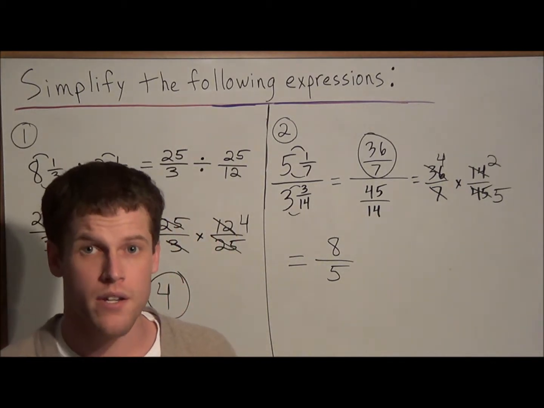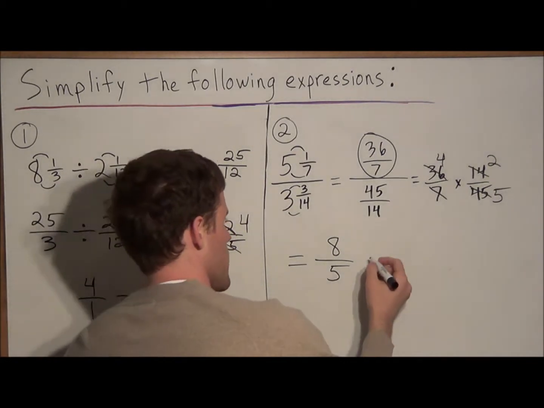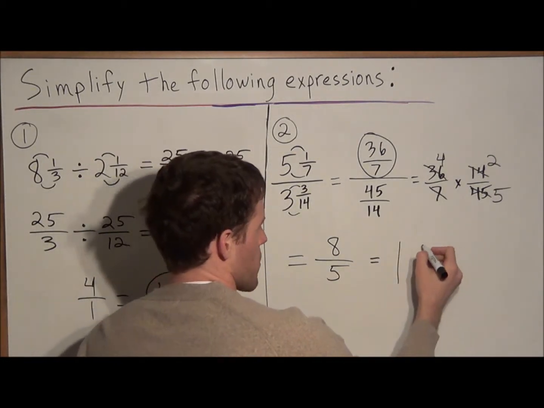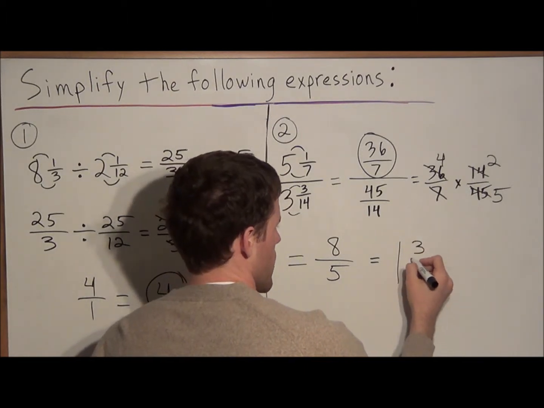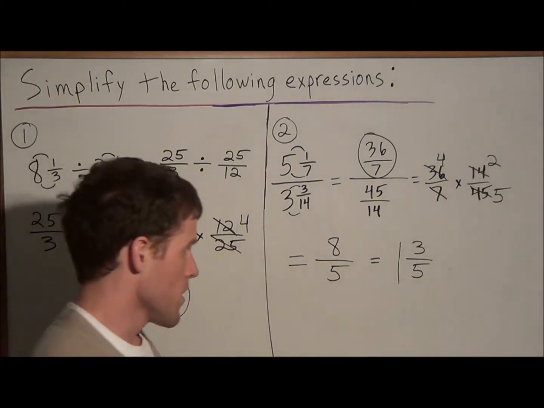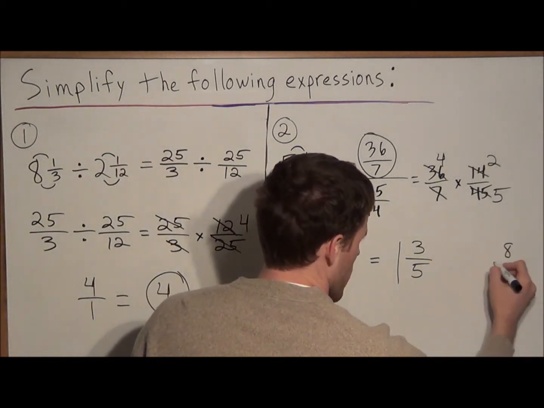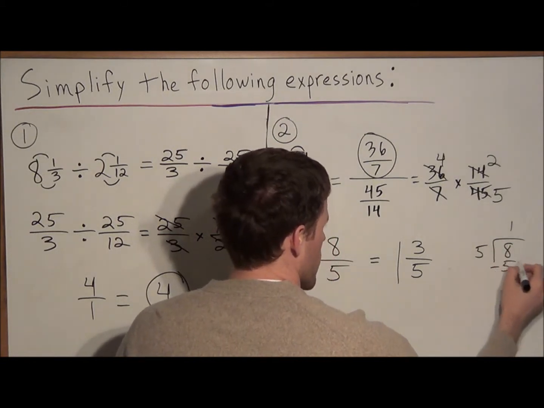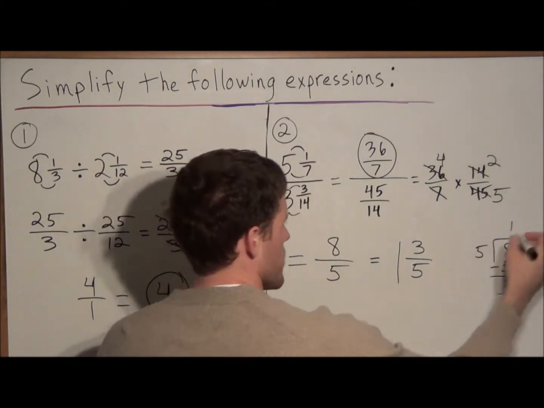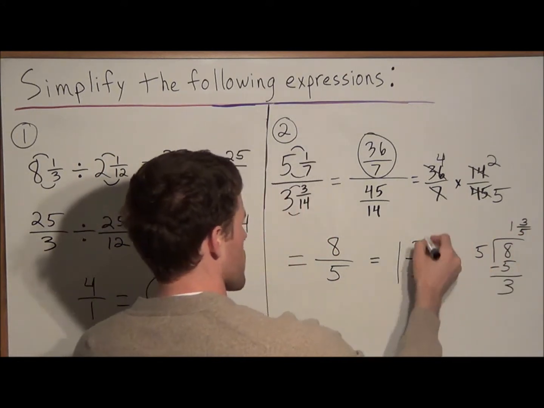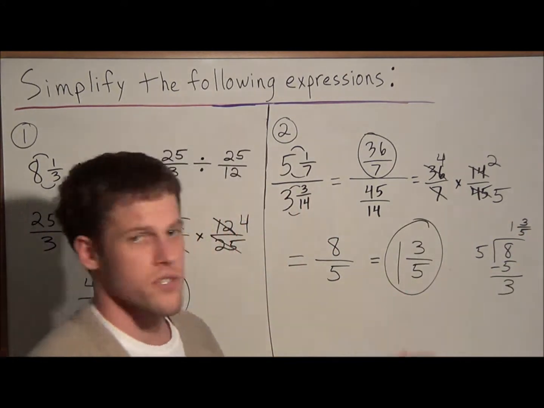But if they wanted it in mixed number form, we would say 5 goes into 8 one time, with a remainder of 3, and our denominator was 5. So it would be 1 3/5. If you want to see the work really quick, 5 goes into 8 once. 5 times 1 is 5. We have a remainder of 3, which goes up here, and we were dividing by 5. So it's 1 3/5, our final answer to the second example.